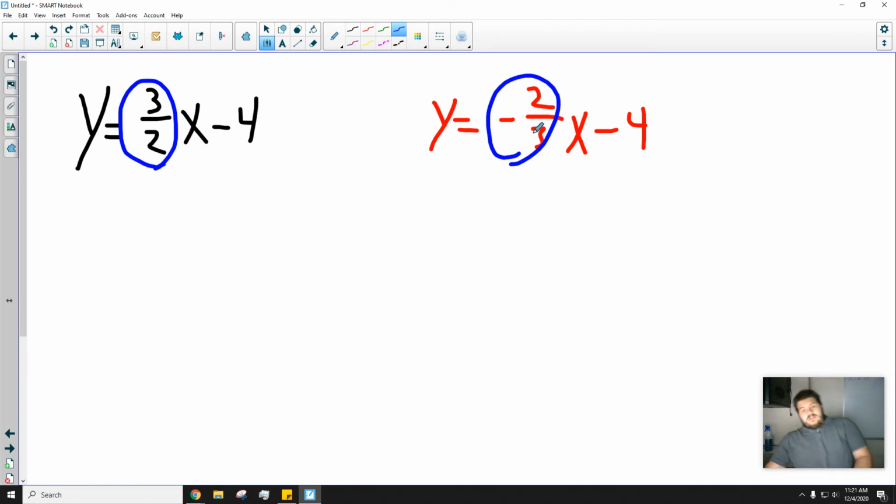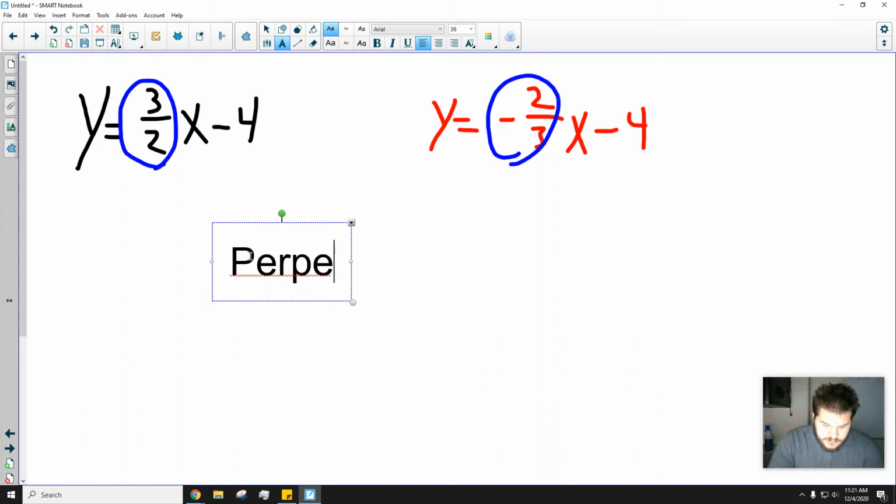So what do we check to see if they're opposite reciprocals? Do they have the same sign? No, this is positive, this is negative. So that's good. So they're opposites. Are they reciprocals? Well, the 3's on top over here, and it's on bottom over there. The 2's on top here, but on the bottom there. So yeah, they are perpendicular.